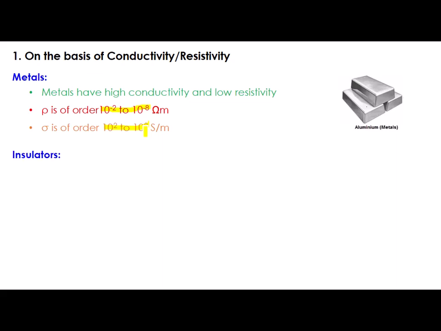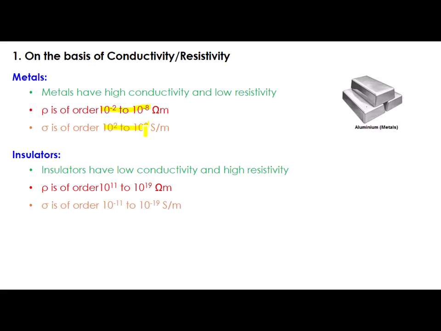Now, come to insulators. Insulators are those solids which have very low conductivity and high resistivity, just opposite to metals. In terms of numbers, the resistivity of insulators falls in the range of 10 to the power 11 to 10 to the power 19 ohm meter, whereas the conductivity falls in the range of 10 to the power minus 11 to 10 to the power minus 19 Siemens per meter.